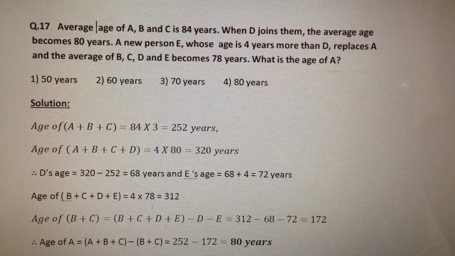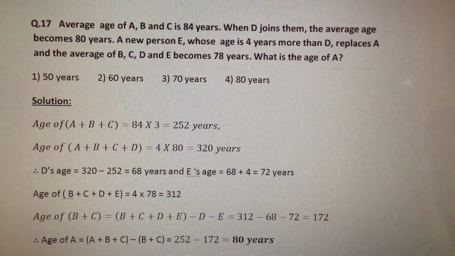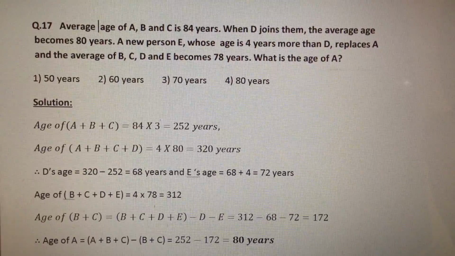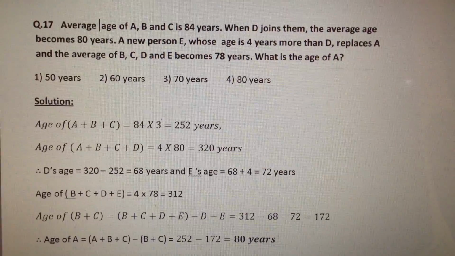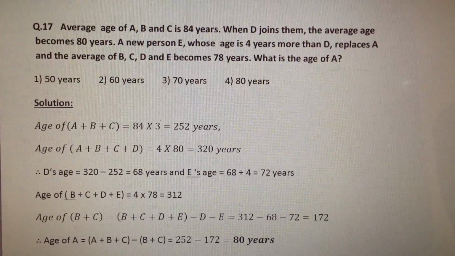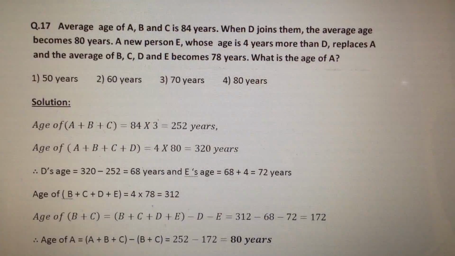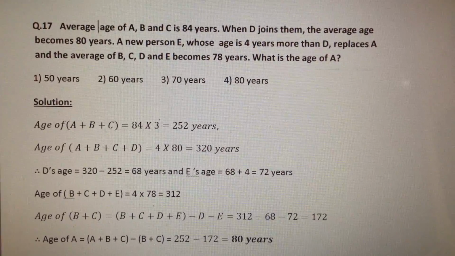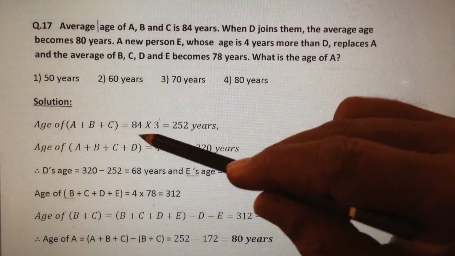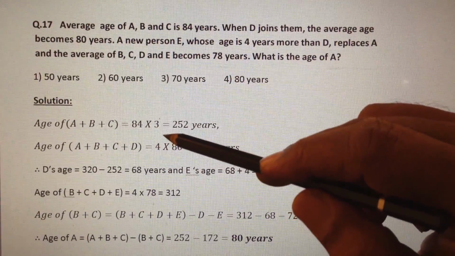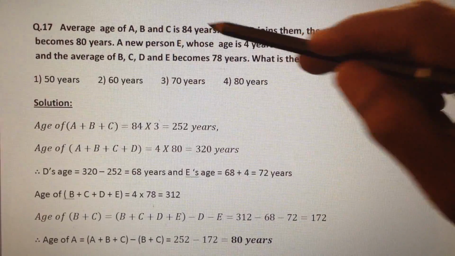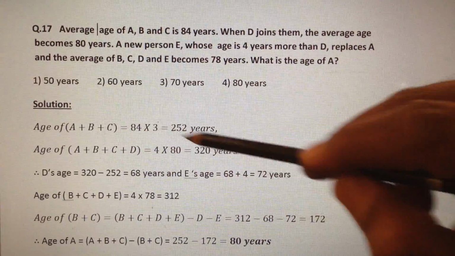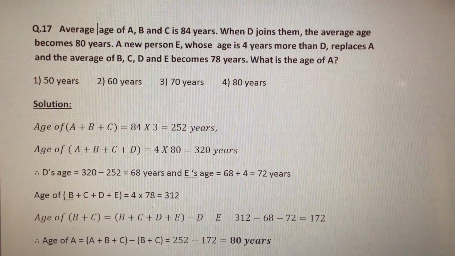While solving these type of problems, we should be very careful. First of all, we should understand the problem and see what is given in the problem and what we are asked to do. In this problem, it is given that age of A plus B plus C is equal to, the average age is given as 84 years and age of A plus B plus C is equal to 84 into 3, which is nothing but 252 years.